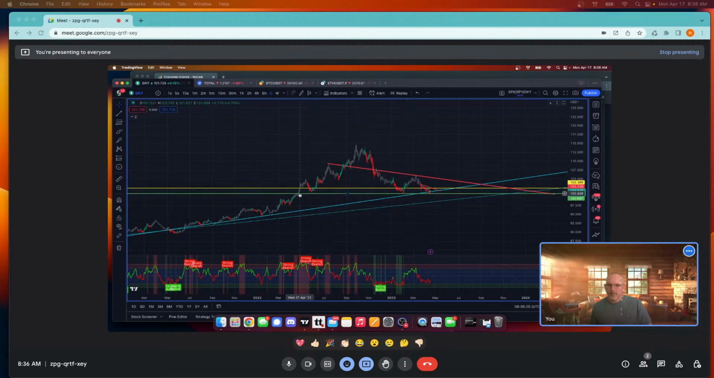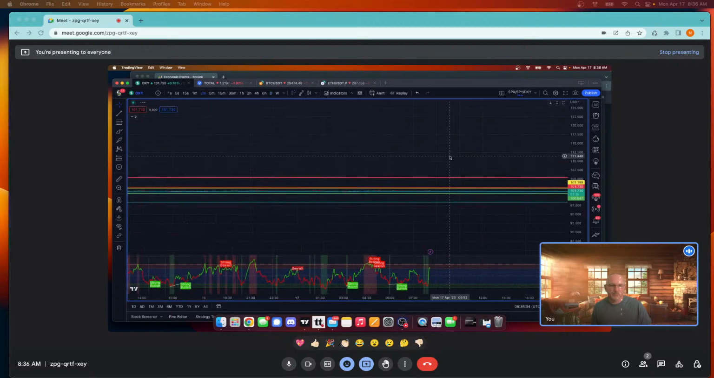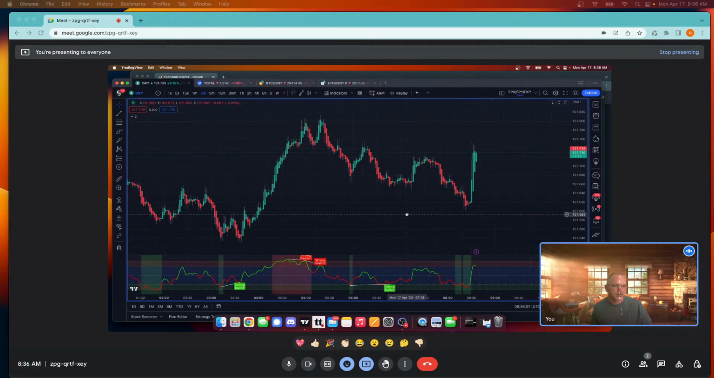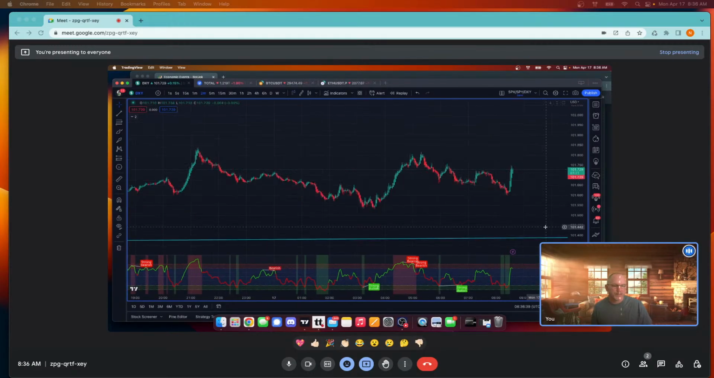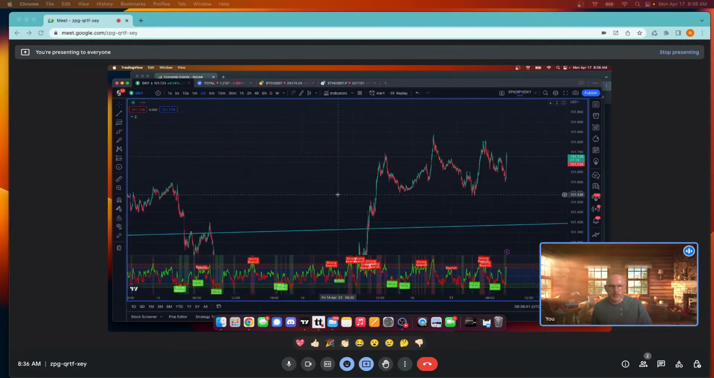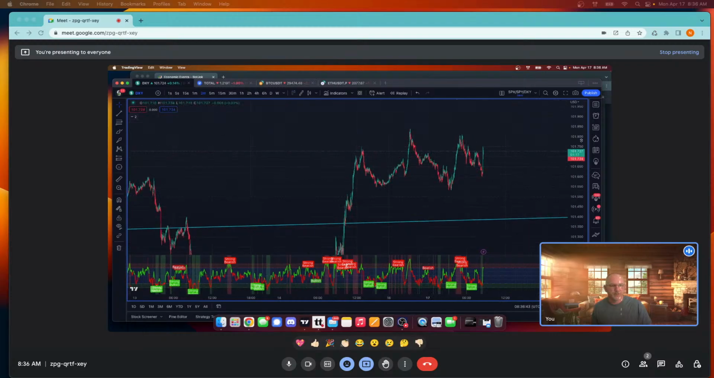So remember we have this green line, once resistance, then support, and now it's trying to hold support again. So it's going to be a very significant line, this green one. This teal one is a very long-term trend line up. All right, so let's zoom back into the 2-minute here.